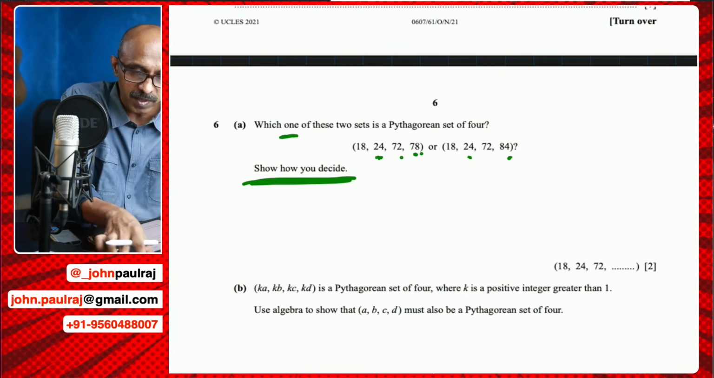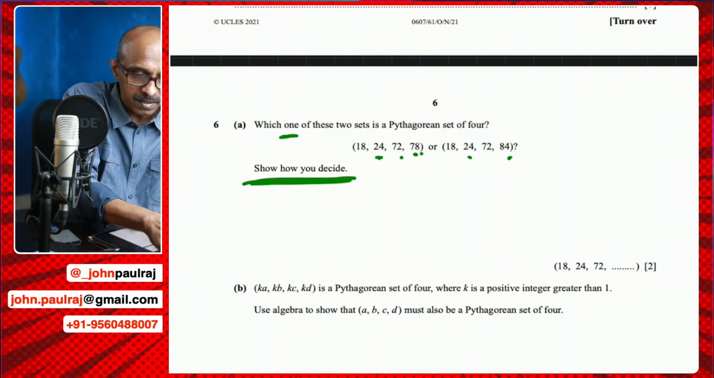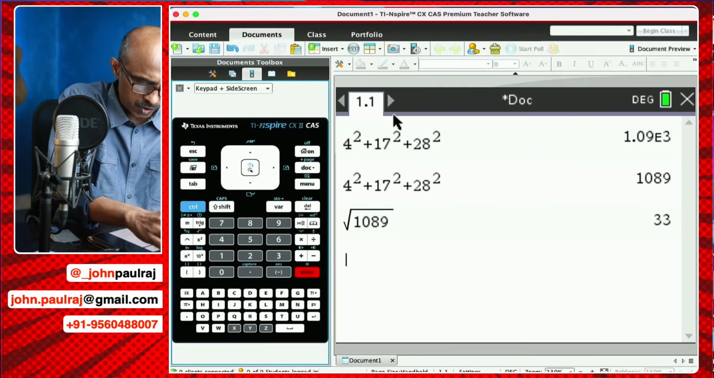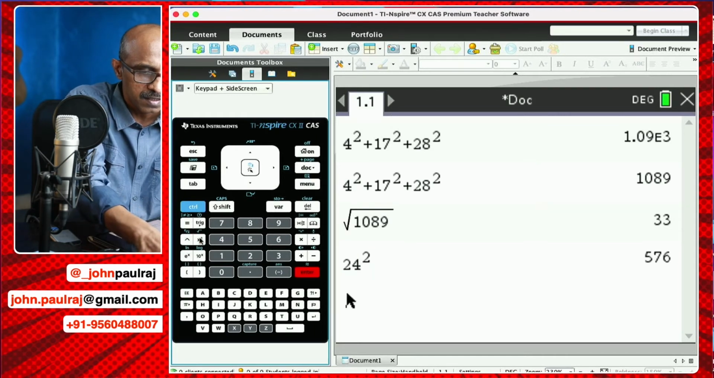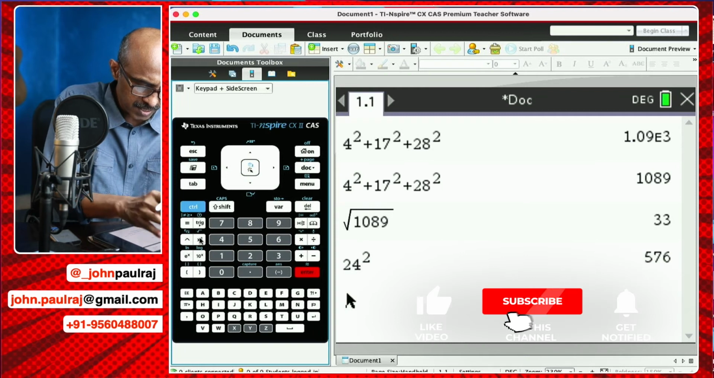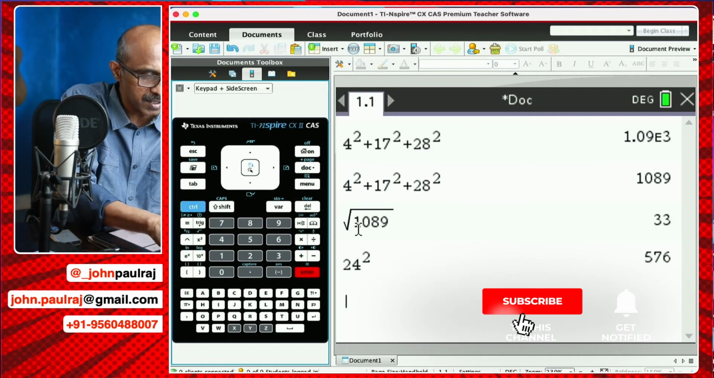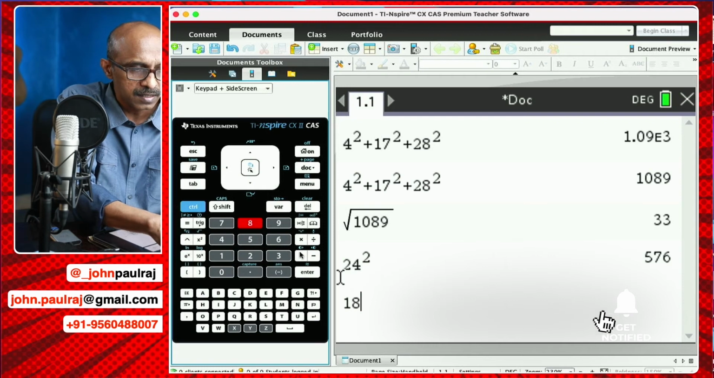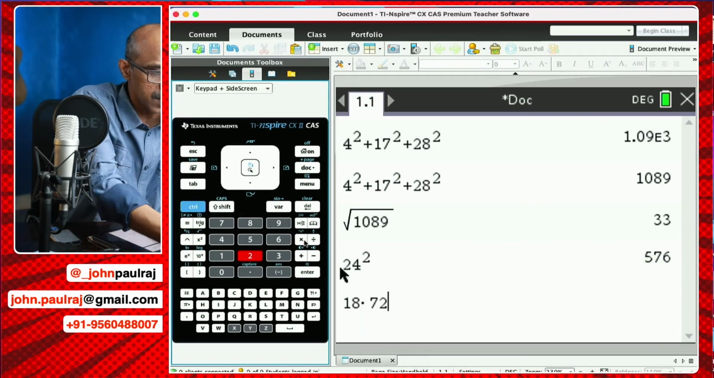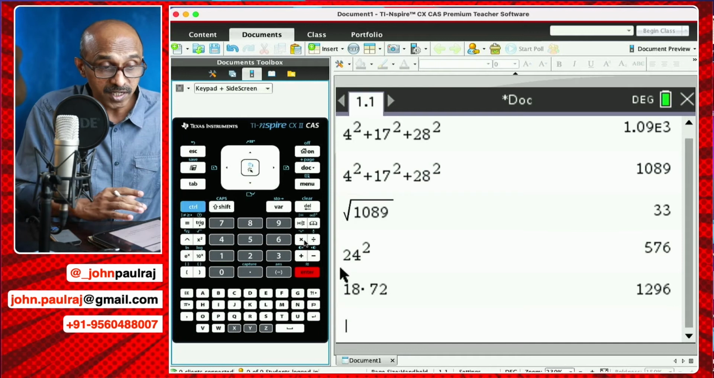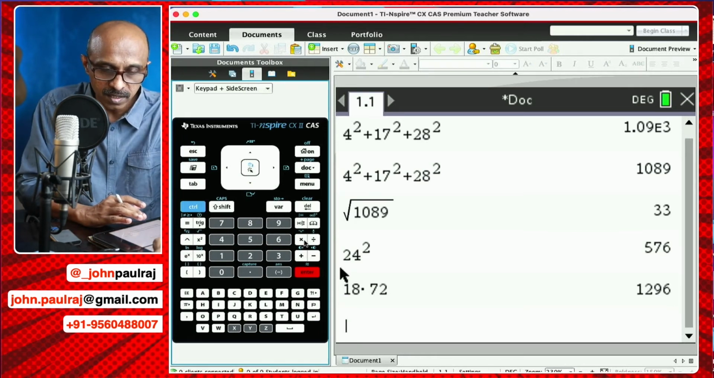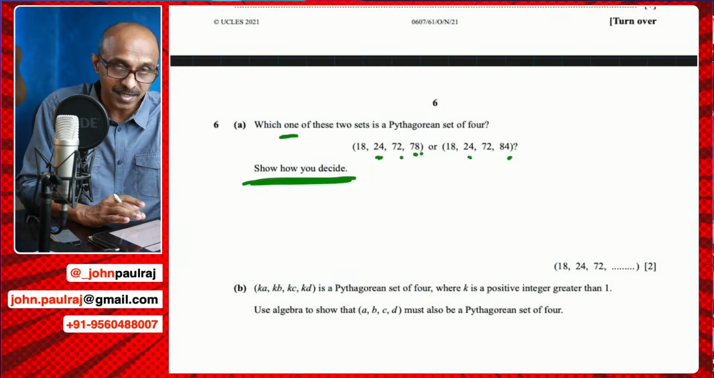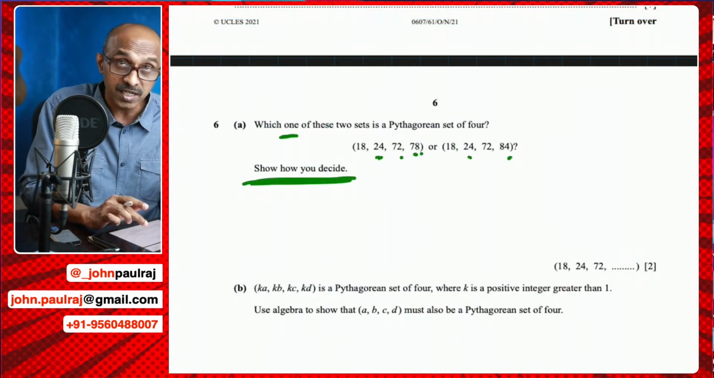Let me just check that quickly on my calculator. 24 square, B square is 576, and then 18 times 72. What is 18 times 72? 18 times 72 is clearly not equal to B square, and because B square is not equal to A times C, we cannot use that idea of A plus C is equal to D. I hope that is clear.